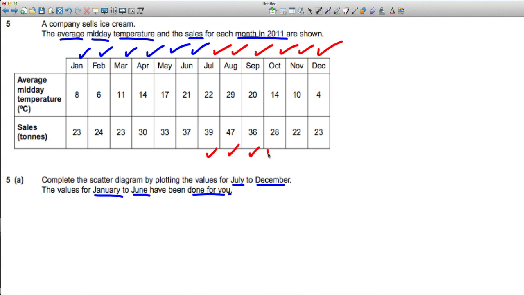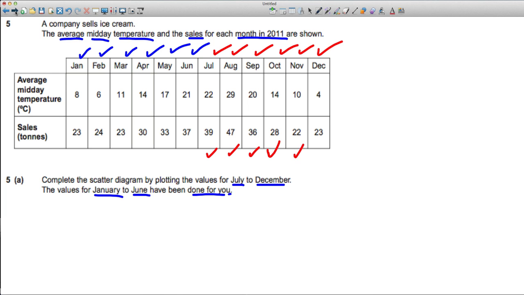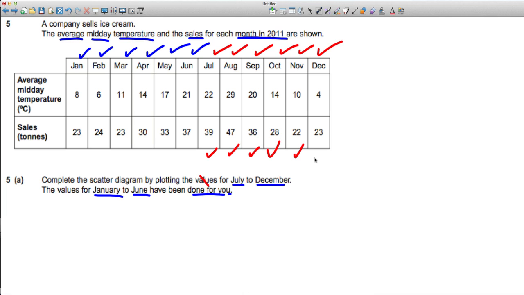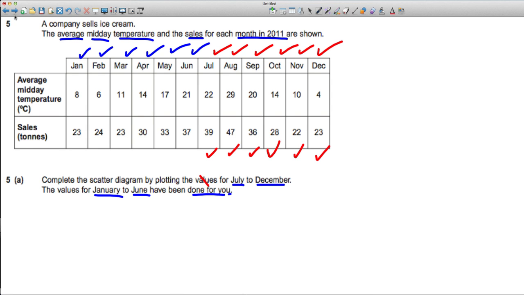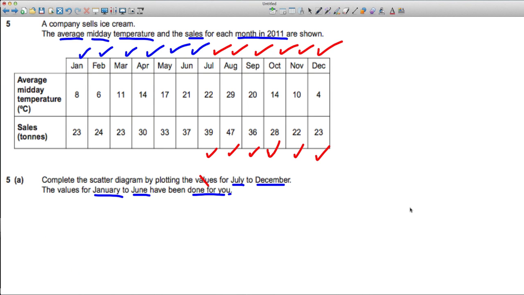We're going to then plot 14 against 28. So 14 against 28, which would be here. We're going to plot 10 against 22. So 10 degrees against 22. And then lastly, we're going to plot 4 degrees against 23 tons of sales. So 4 degrees against 23 tons of sales, as such. And that is our completed scatter graph there. And it was actually for 2 simple marks there.